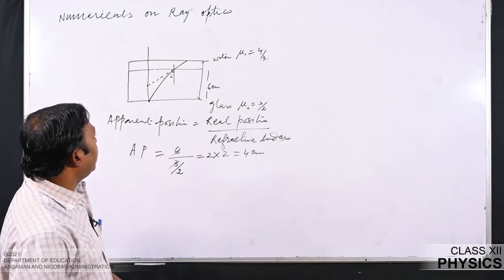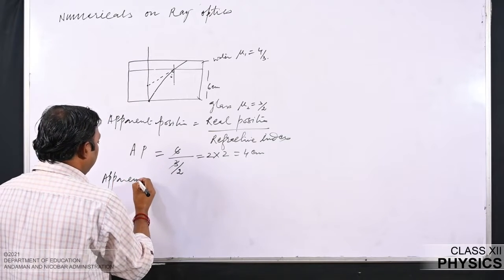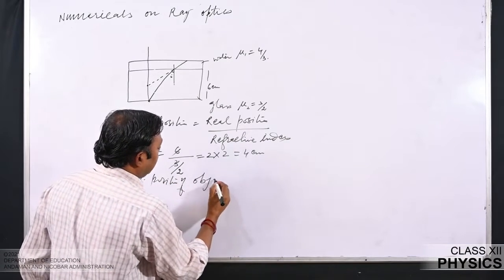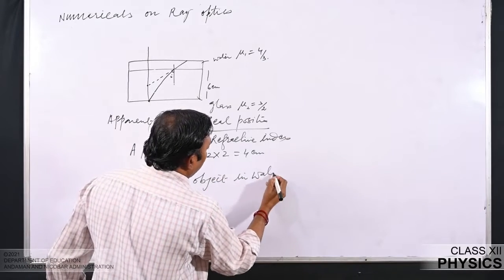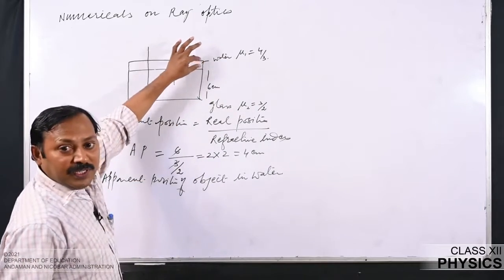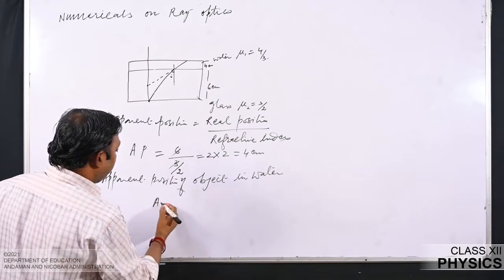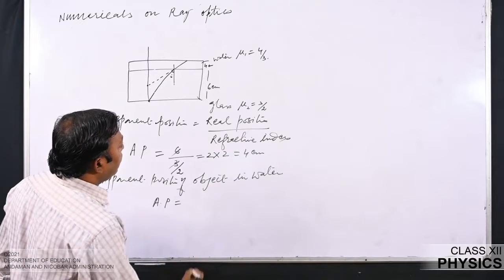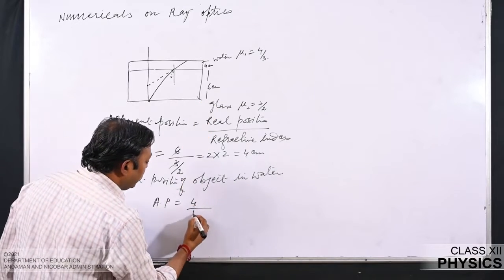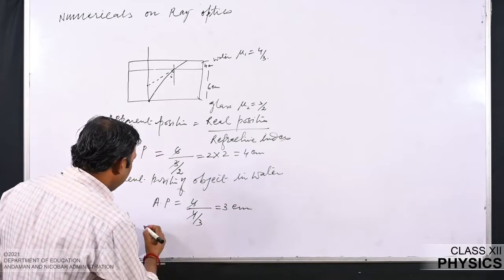Now we have to find out the apparent position of the object in water. The apparent position of the object in water can be determined by knowing the refractive index as well as the thickness of water. Here the thickness of water is given by 4 centimeter. So the apparent depth in water, or the apparent position of the object, is given by the real position, here 4 centimeter, 4 divided by the refractive index of water, 4 by 3, this becomes 3 centimeter.